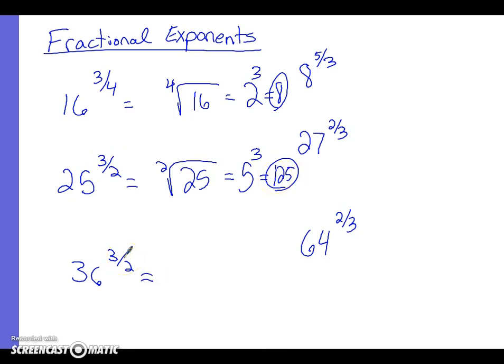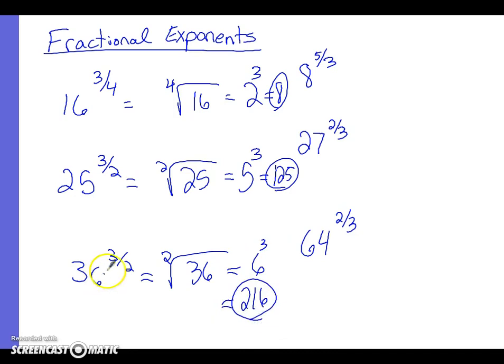36 to the 3/2 power. The denominator is your root. So the square root of 36 is 6. And then the exponent up top is 3. So 6 cubed is 216.